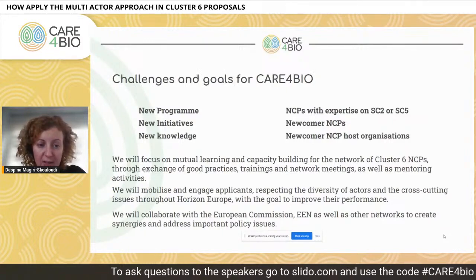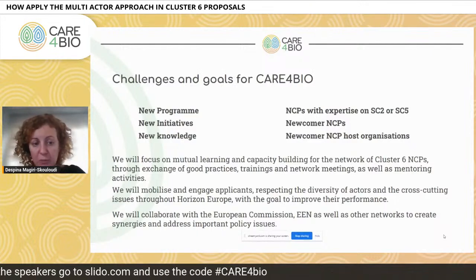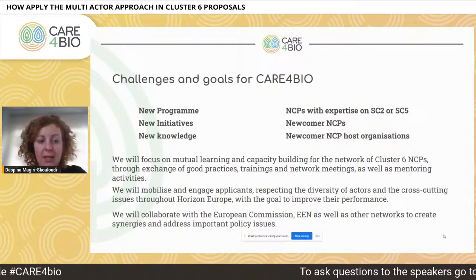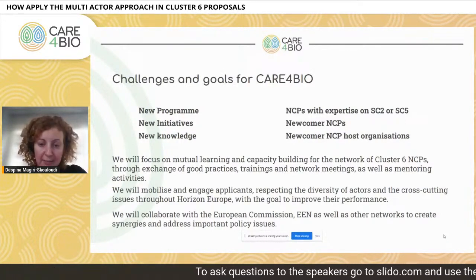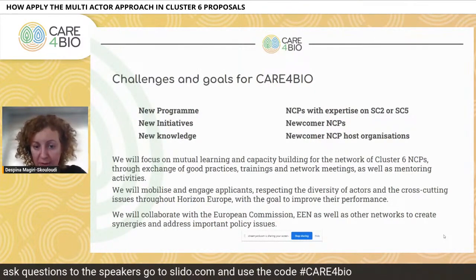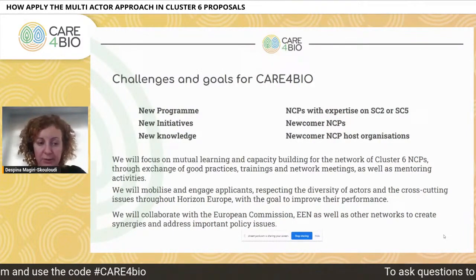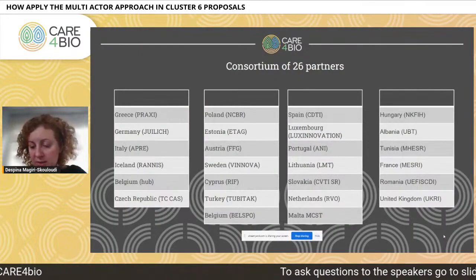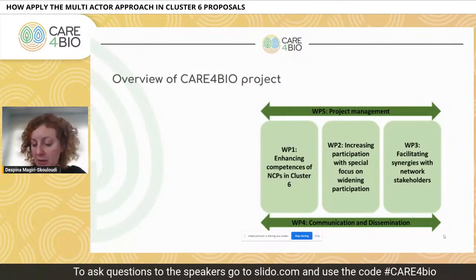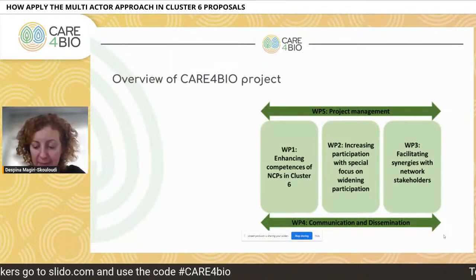So what we focus on is mutual learning and capacity building for Cluster 6 NCPs through exchanges of good practices, trainings, network meetings, and of course, mentoring activities. Our ultimate goal is to improve NCP performance in this thematic area. For this, apart from the European Commission, we also collaborate with the Enterprise Europe Network and other key stakeholders. So you see our consortium here. We are 26 partners, and we work in 5 different work packages to implement our activities.